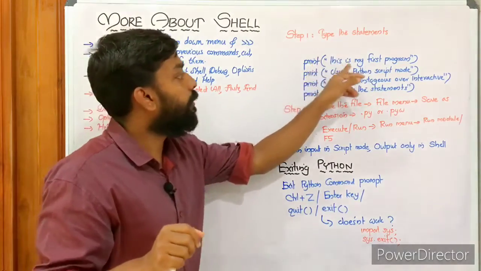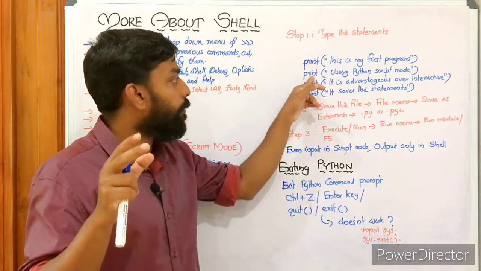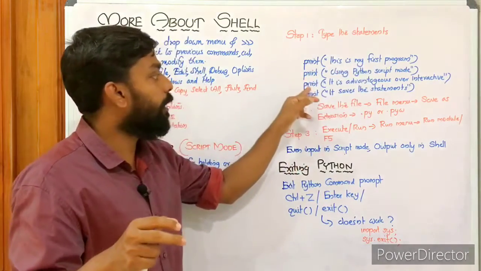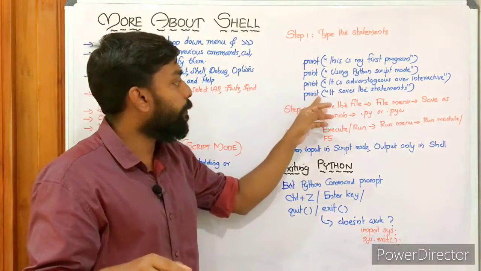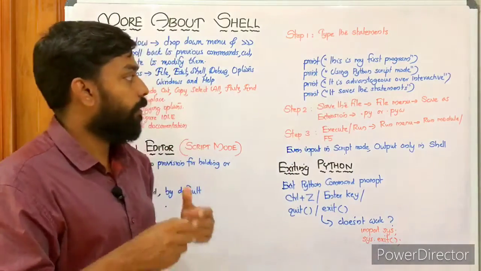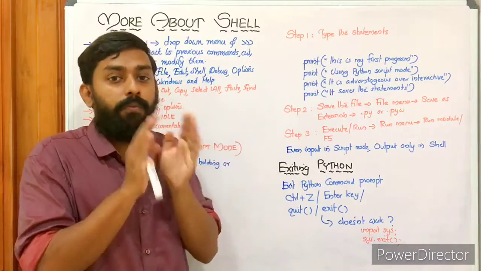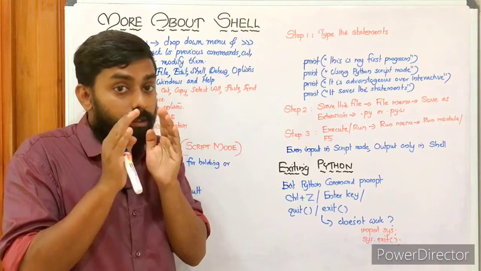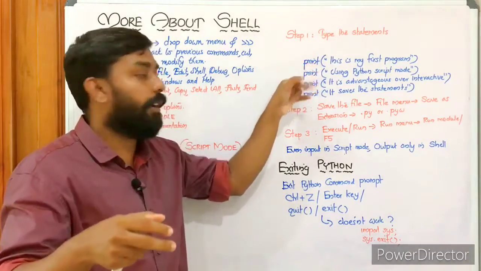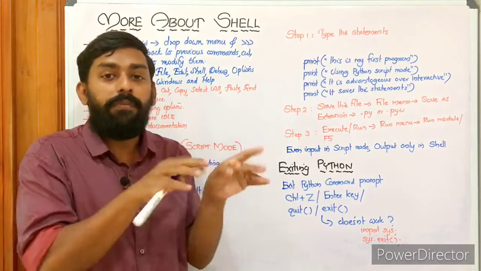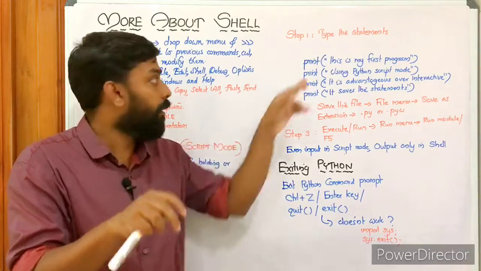Print, this is my first program. You know, print is a function. Second statement, print using Python script mode. Third statement, print its advantages over interactive mode. Last statement, print it saves the statements. So these are the 4 print functions, or Python statements, which are passed to the function print. So we have completed typing. We have opened the file, then typed these 4 statements.